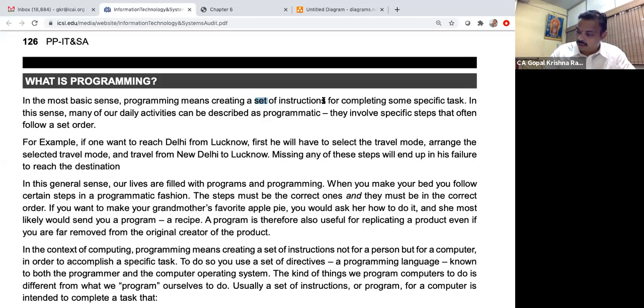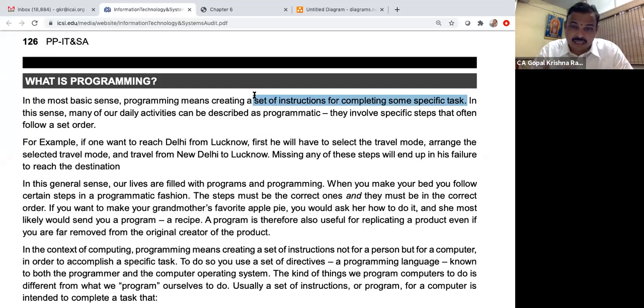Now, let me take you to the next one. When you say set of instructions, for completing some specific task, this is important. So in a computerized environment, there will be a beginning, there will be an end. So those instructions have to actually complete the task. So then it is a program. So if it is not completing a task, it is not a program at all. So that means it is unfinished agenda. The program has to be completed.